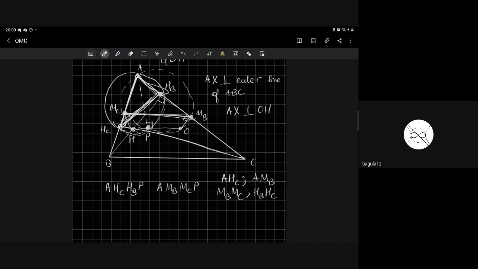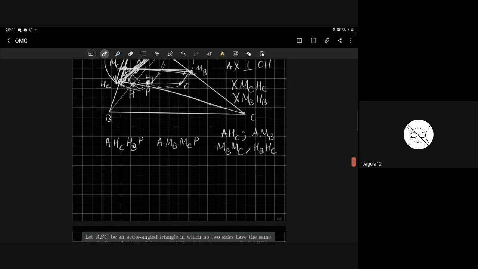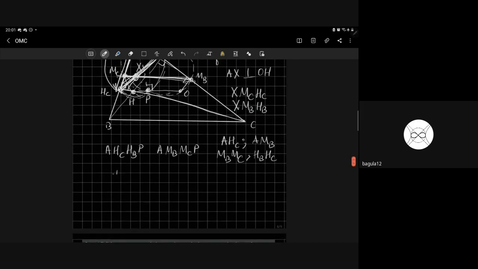What are the two other circles? If you introduce the point X, you found two triangles from these four lines. The other two triangles are X MC HC and X MB HB. Correct? The triangle formed by this line and this line. Do you understand what I'm saying or no? I'll just draw it here again.